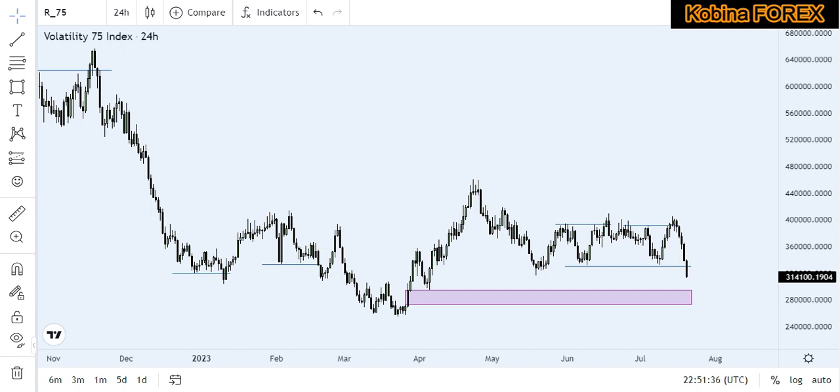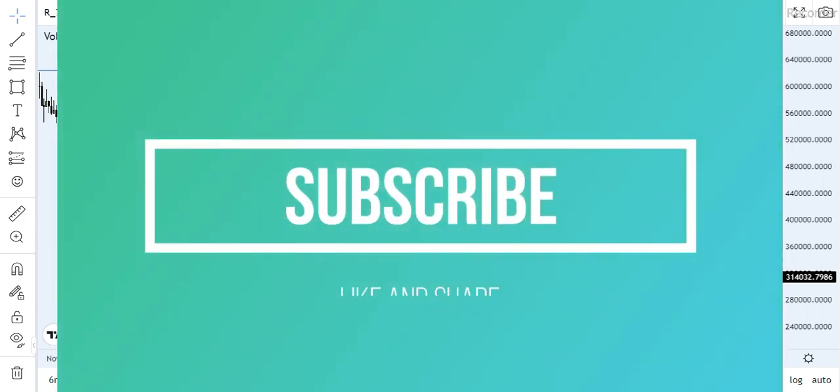We are still on volatility 75 and volatility 100 index. This style of trading equally works for boom, crash, and step index. Okay, so you can go and backtest it on them and see how it plays out there.